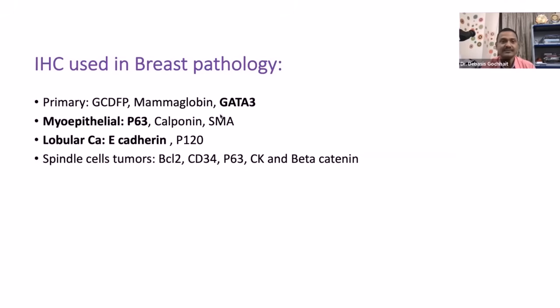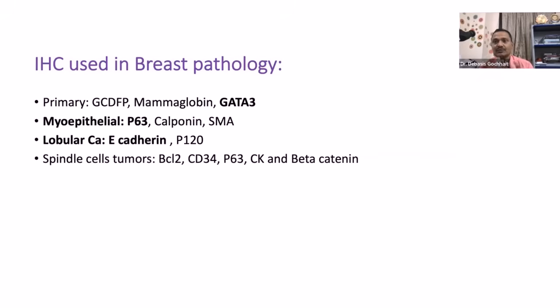Okay, GATA3 is very specific. Then these myoepithelial markers like P63 and calponin help us to differentiate invasive versus non-invasive, that is, in situ carcinoma and invasive carcinoma. In situ, it's surrounded by myoepithelial cells.